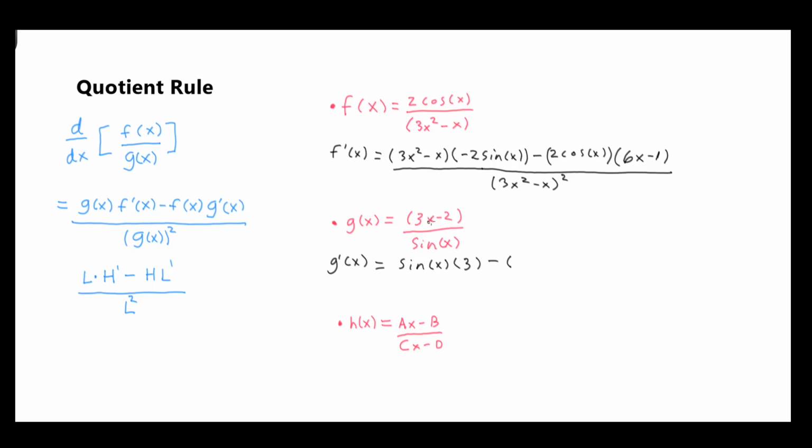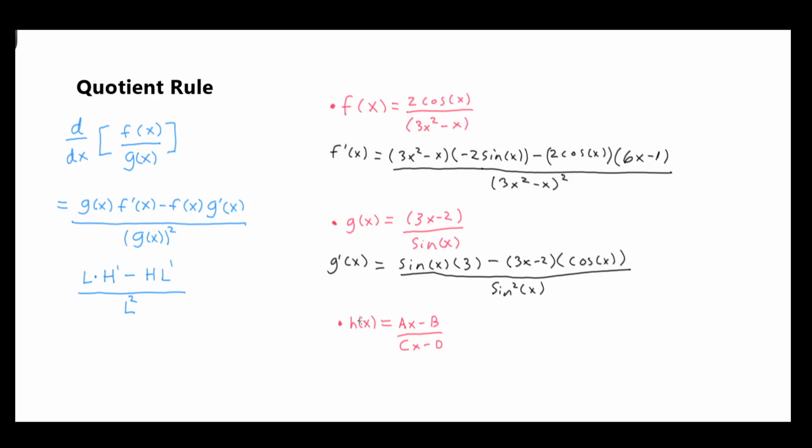And then going back to just our higher function, which is 3x minus 2. And then we're going to multiply that by the derivative of our lower function, which, the derivative of sine x is just cosine of x. And that's going to be all over our denominator squared. In this case, it'll just be sine squared of x.